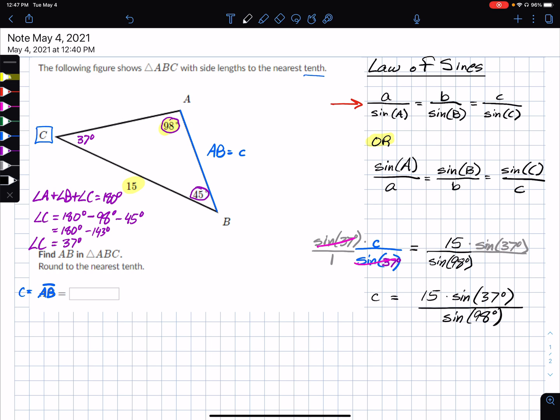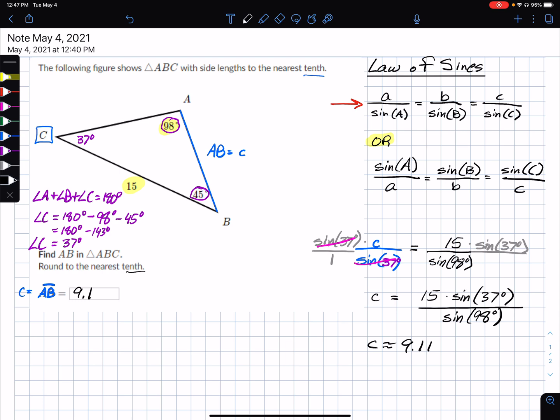I'm sorry, I've realized that in these videos my calculator app doesn't show up on the screen, or not at least the way that I'm using it. So I'm going to just do this on an off-screen calculator here, double checking that I'm in degree mode. 15 times the sine of 37 divided by sine of 98 degrees. And we get a value here of 9.11, but it says to the nearest tenth, so I'm just going to say 9.1.